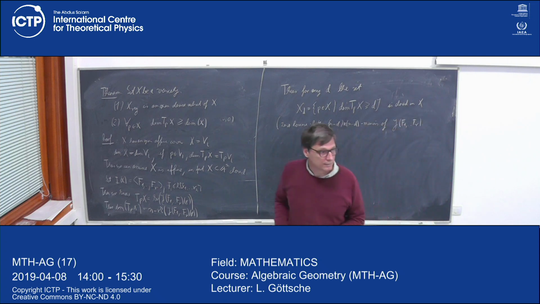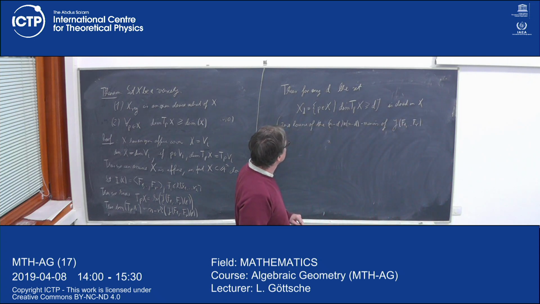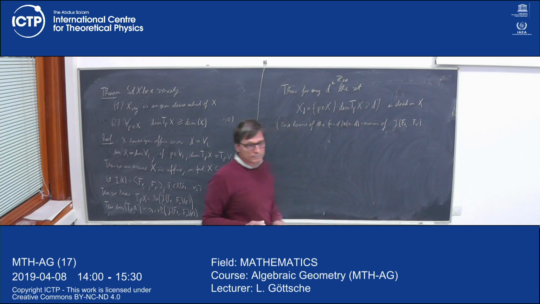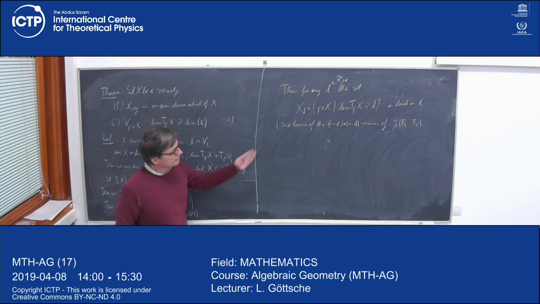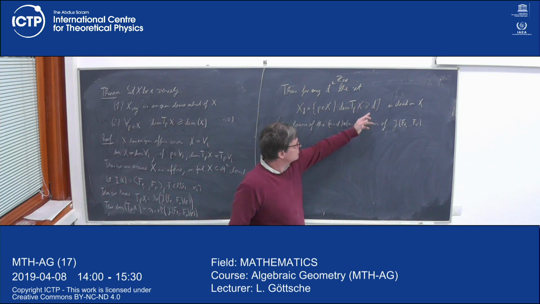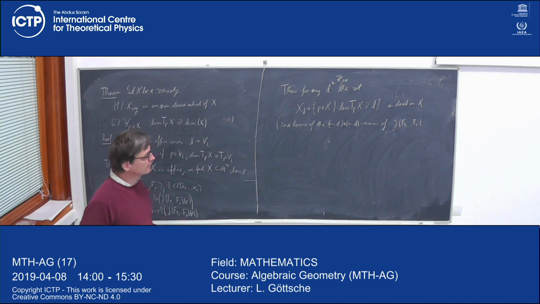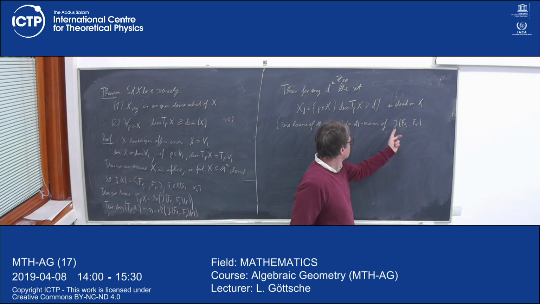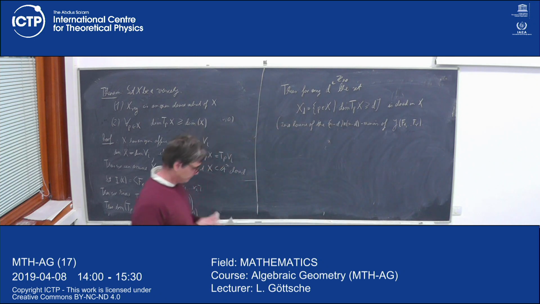So for any d, the set of points where the dimension of the tangent space is bigger or equal to d is closed. That's the first step. Now we have to see what d can be. This is just because we have this matrix of polynomials. So if I take the minors, they are polynomials. We take the common zero locus of these polynomials. It is closed.